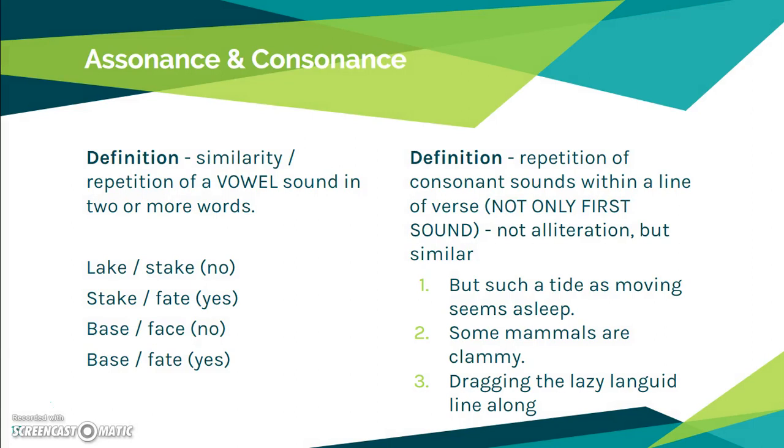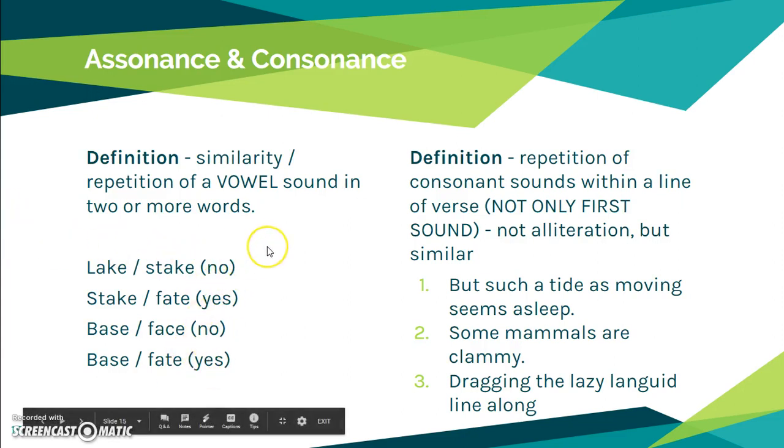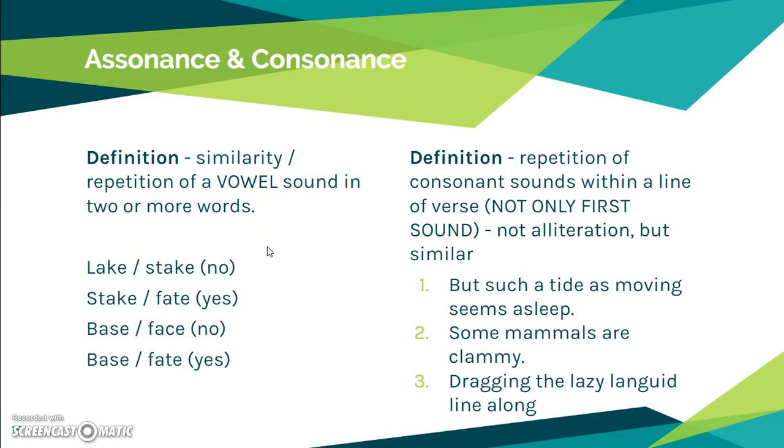Okay, assonance and consonance. Assonance is similarity or repetition of a vowel sound in 2 or more words. It's a repetition of the sound. Okay? The vowel sound. I was looking at my examples here, so before I go on with this: lake, steak. Okay? The no's and the yeses, ignore those. I actually forgot to take those off. All of these are examples of the vowel sounds.